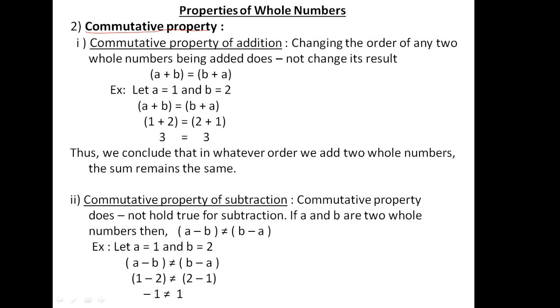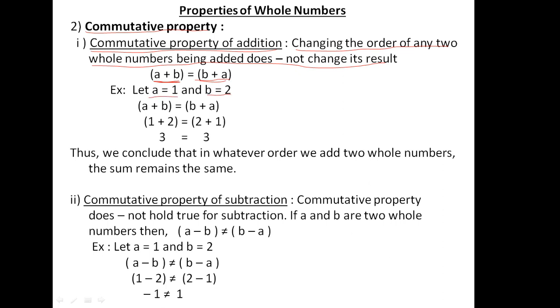Now we will move to the next property, commutative property. Under this, first comes commutative property of addition. This property says that changing the order of two whole numbers being added does not change the result. It means that a plus b equals b plus a. Means we add any two whole numbers and change their order, the result will come the same. We can see with the help of an example, a equals 1 and b equals 2.